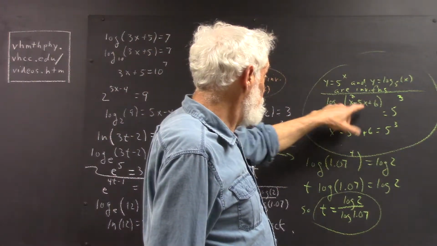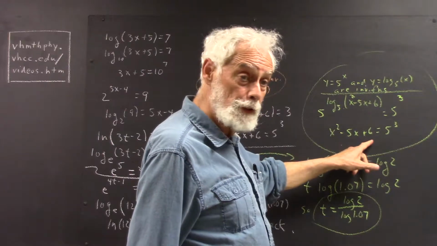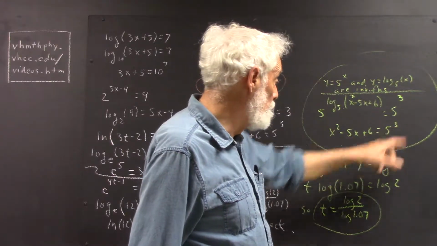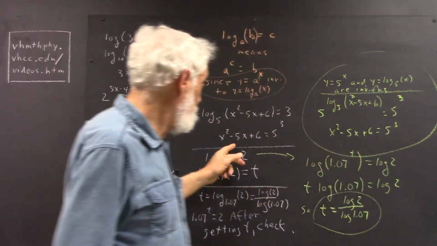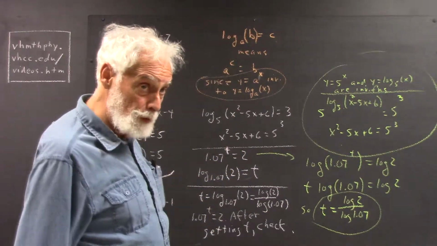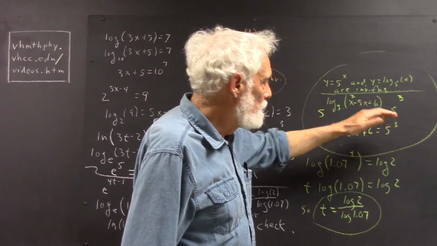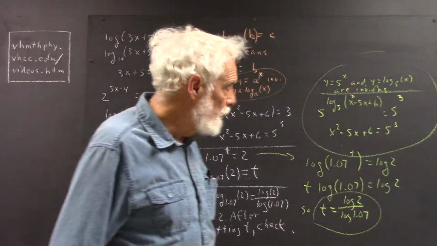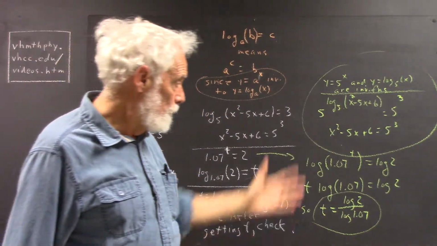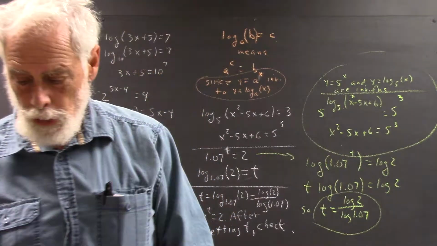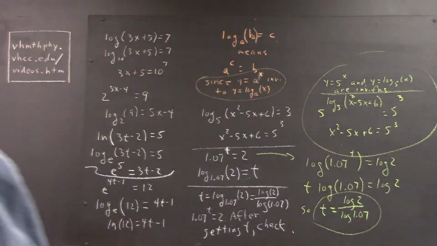So that this gives us just x squared minus 5x plus 6 equals 5 to the third. Same thing we got here by using these relationships. Just raising 5 to the power equal to each side, okay? So that's kind of good to know, but it's not required.